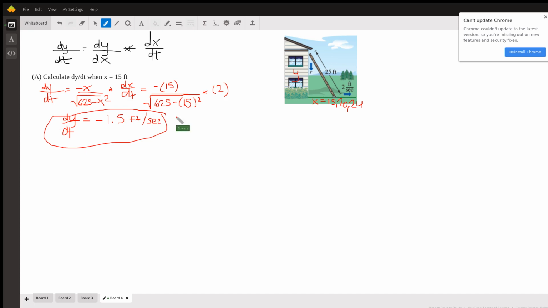Now the result makes sense because you would expect that as the base of the ladder is pulled away from the wall, this vertical distance y is going to decrease. So that's why the rate is negative. Now we can do the same types of calculations of dy over dt when x equals 20 and x equals 24.